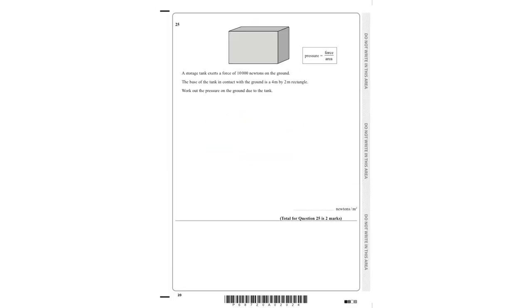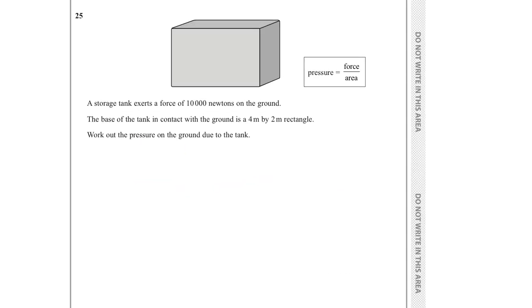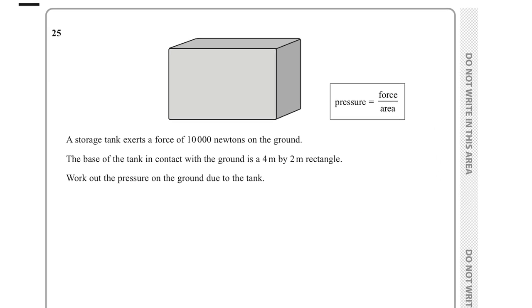Right, next. Crikey. Storage tank, okay, force of 10,000 newtons. First thing, we've been given a number, and it's a force. The base of the tank in contact with the ground is a 4m by 2m rectangle. That is giving me something about this area here. Work out the pressure. Okay, so we've been given the force, so we don't have to do much with that. We just need to find the area.